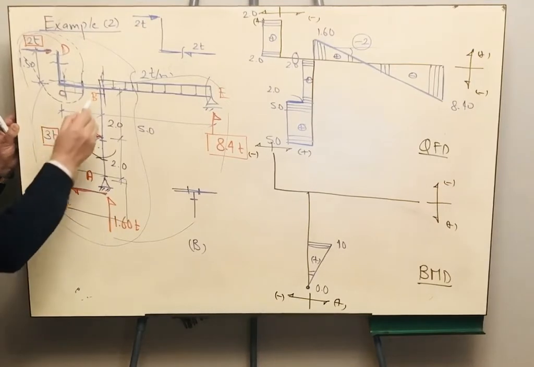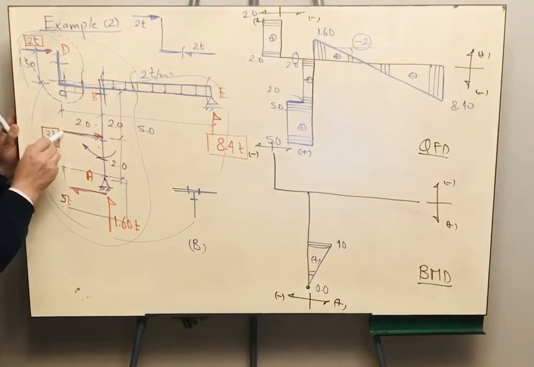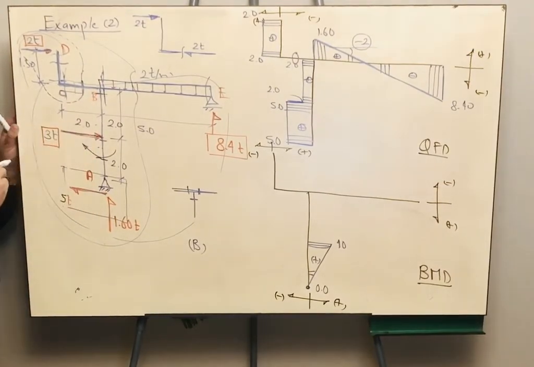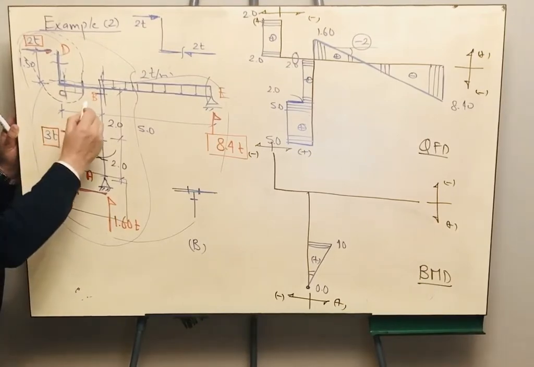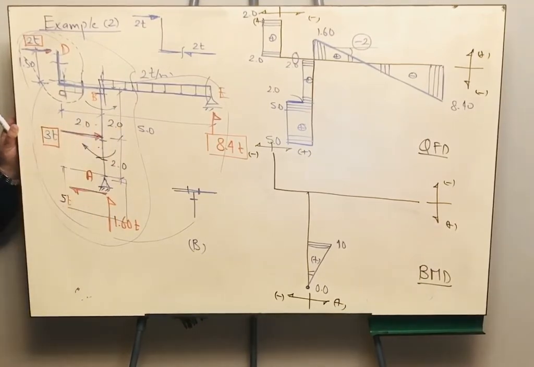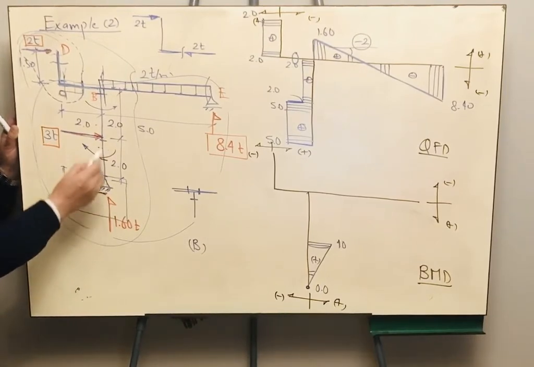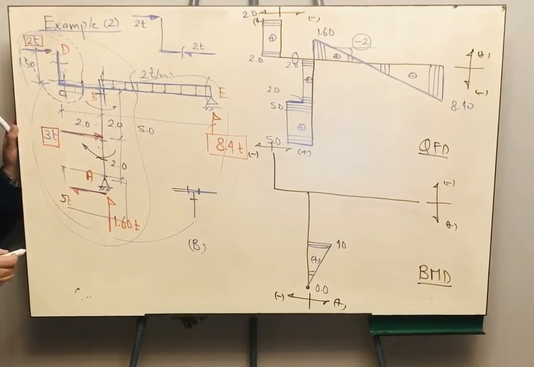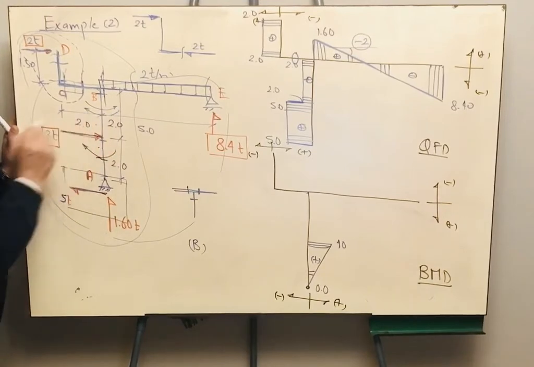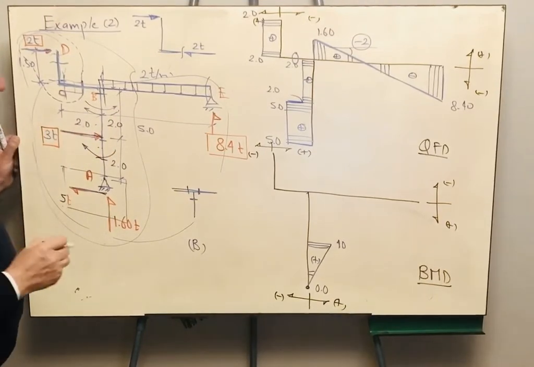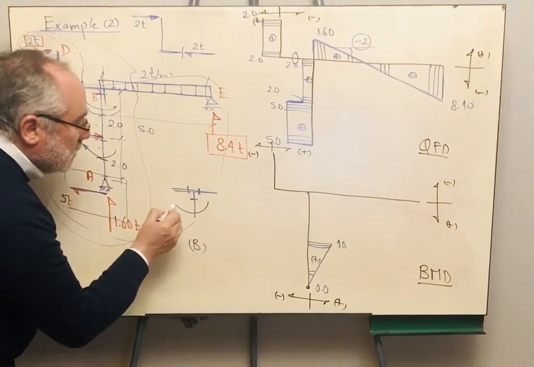Okay. From this side, you are having 3 multiplied by its distance, which is 2. It is rotating in this direction, causing moment 6 meter ton. And you are having 5 multiplied by its distance, which is 4. It causes bending moment in the other direction, 20. Therefore, the resultant will be in this direction here, 14.